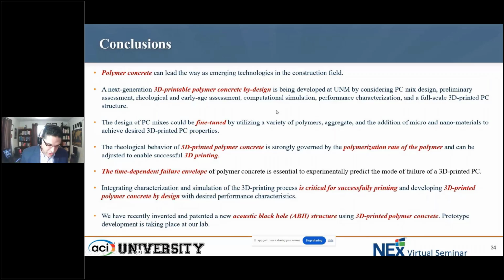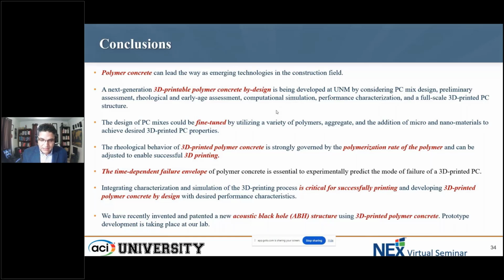I've been working on this for a number of years, and I still believe it's a great candidate with a potential not used yet. Our research interest is the 3D printable polymer concrete by design being developed at the University of New Mexico. By considering the different factors I discussed, the mix design, preliminary assessment, rheological and early age assessment, computational simulation, performance characterization, and full-scale 3D printing, the design could be fine-tuned by utilizing different varieties of polymers, aggregates, fillers, and also nanomodifications.